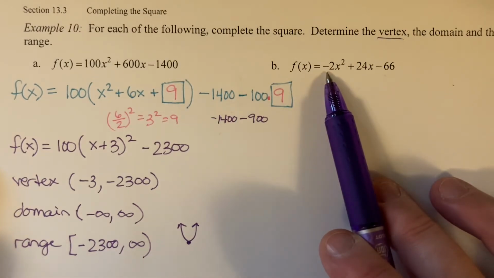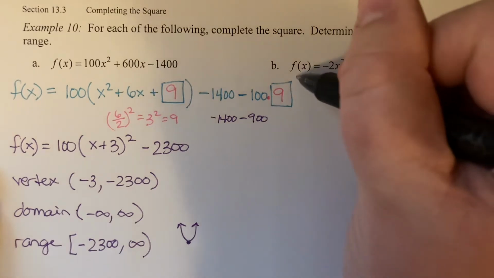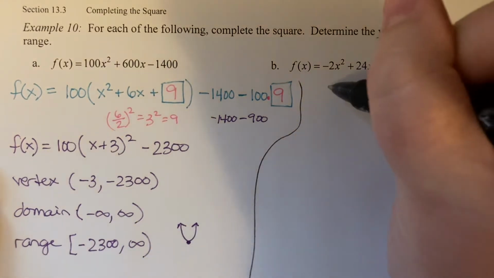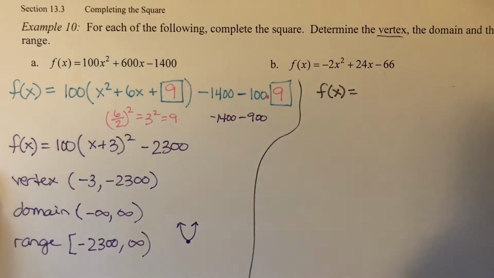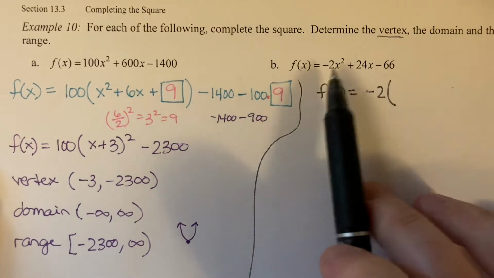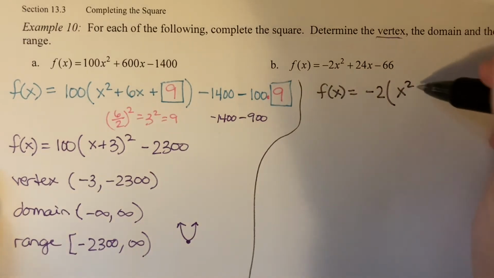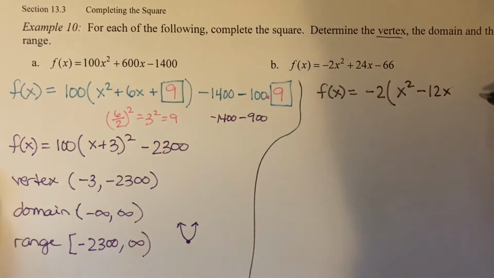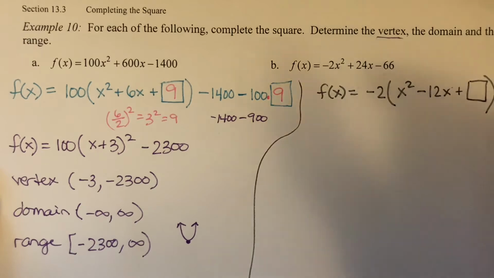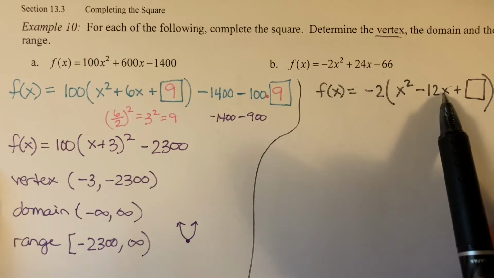Same thing, except now we have a negative coefficient, leading coefficient, I should call it, but that shouldn't make a huge difference. Let me just sort of do that. So same thing, f of x equals, and I'm going to factor out the -2 out of the first two terms. Now factoring out a negative is going to flip the sign. So it's going to be a positive x squared, but then a minus 12x. And then plus something. And just to make sure, multiply it out, right? Negative 2x squared plus 24x. So I did it right.